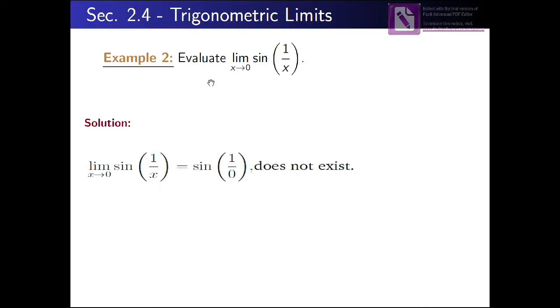Here we have an example to evaluate the limit of sine 1 over x when x approaches 0. So we need to replace x by 0, so we'll get sine 1 over 0, and we know that 1 over 0 does not exist, so we conclude that the limit of sine 1 over x when x approaches 0 does not exist.